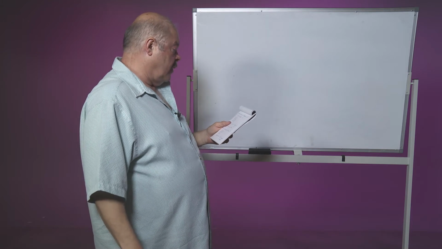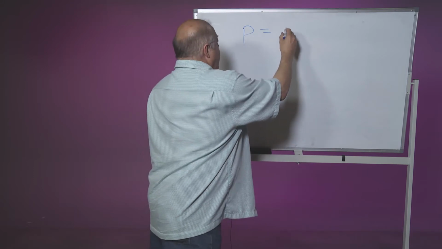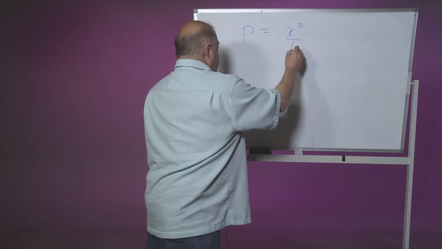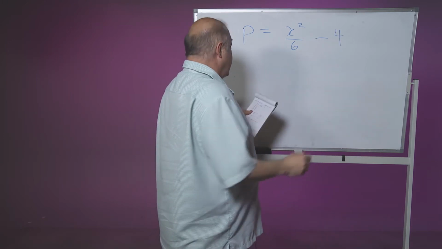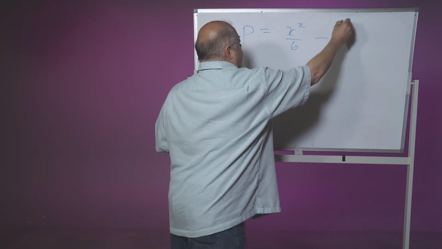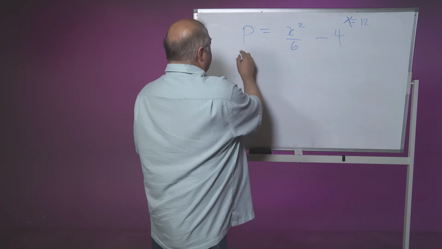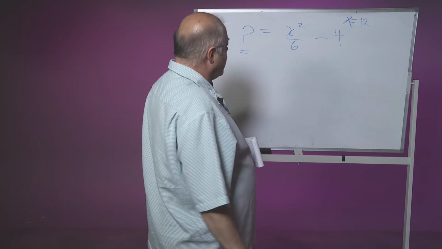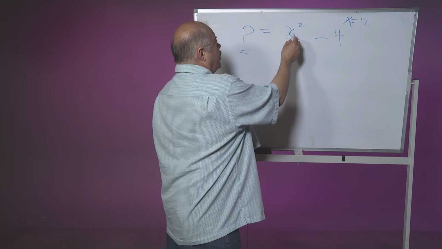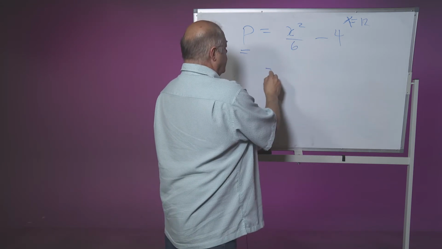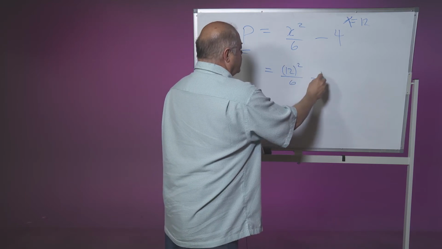So this question is, if you have the equation P equals x squared divided by 6 minus 4, and you're told that x is equal to 12, what is the value of P? So the way we do this is we are going to put in 12 for x there. So let's do that. That's 12 squared over 6 minus 4.